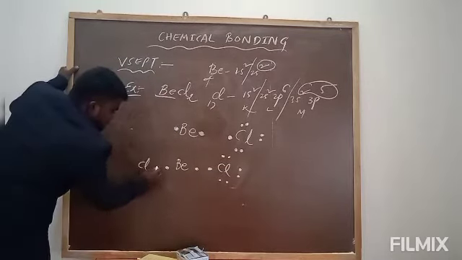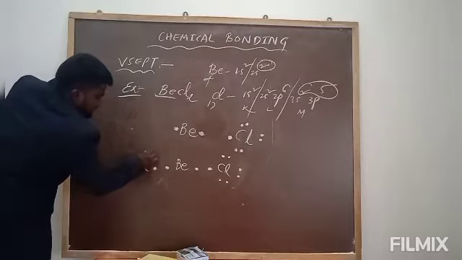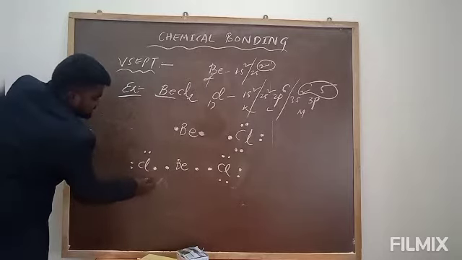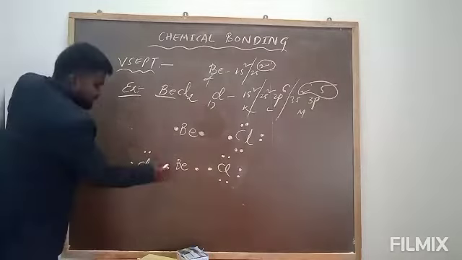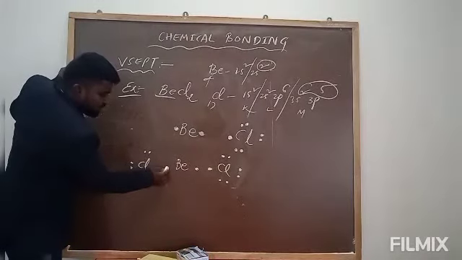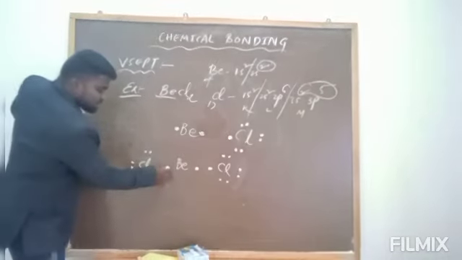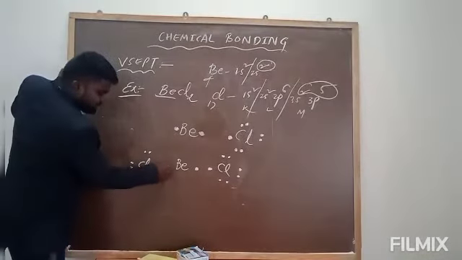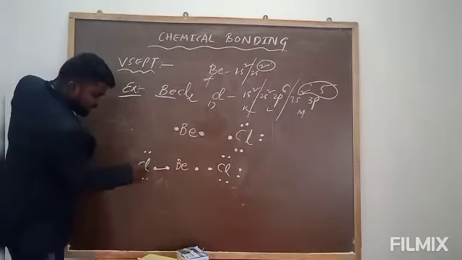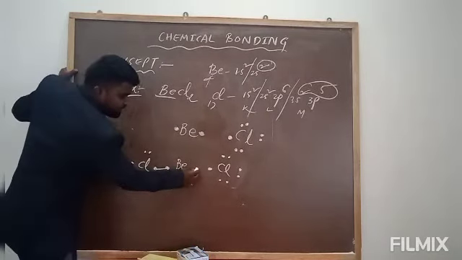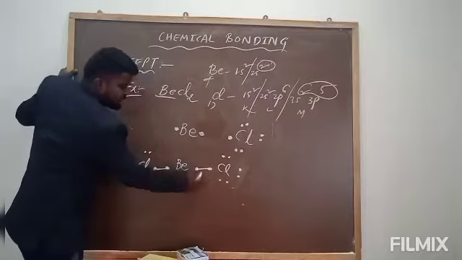It is the second chlorine. It is the bonding electron. These 3 are the lone pairs. Now the central atom contains only 2 bonding electrons. It is a bond pair. This is the bond pair of beryllium and chlorine electrons.